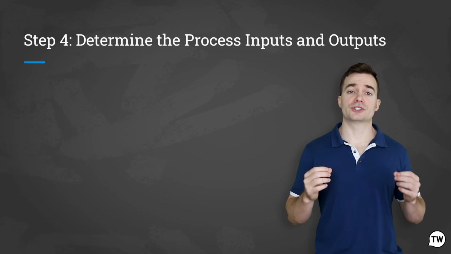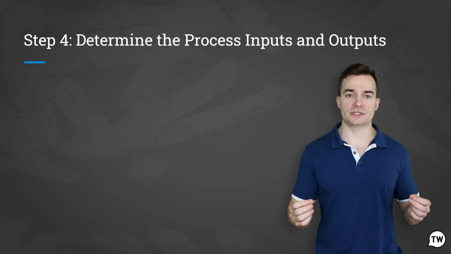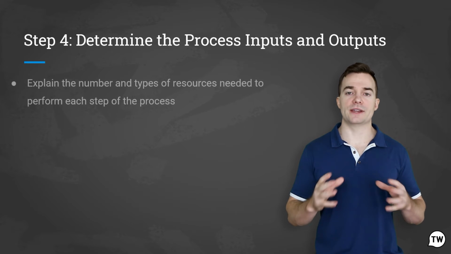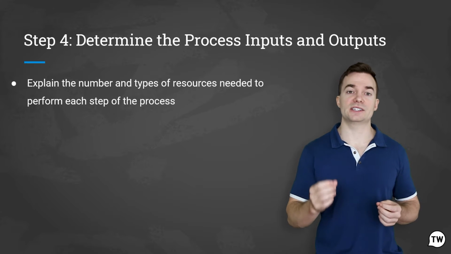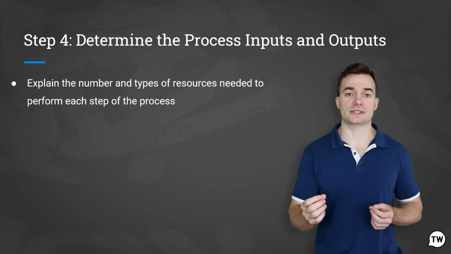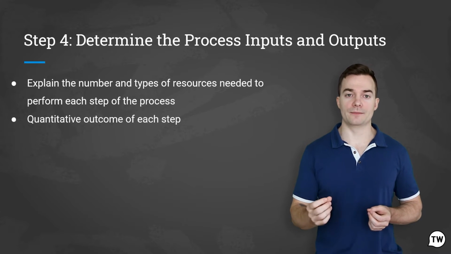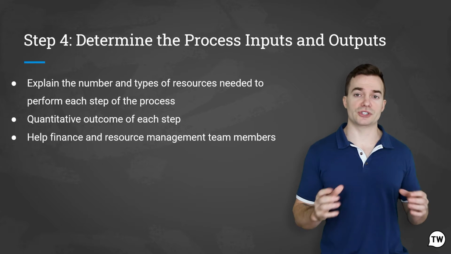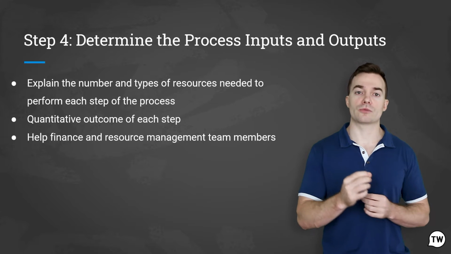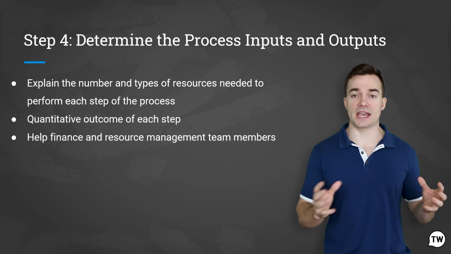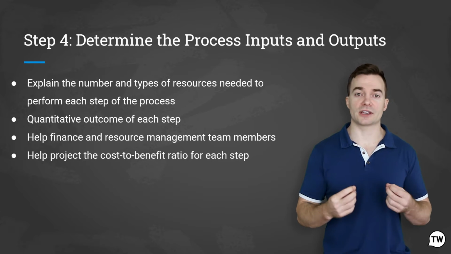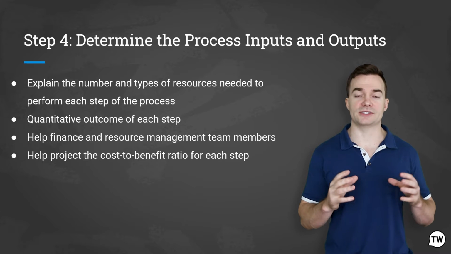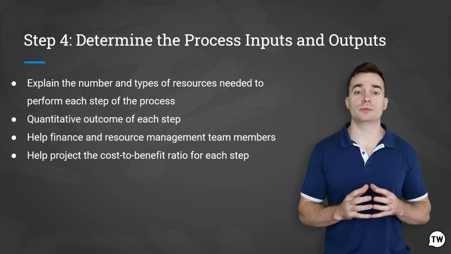The fourth step is to determine the process inputs and outputs. In this step, you have to explain the number and types of resources needed to perform each step of the process and the quantitative outcome of each step. This will help the finance and resource management team members determine how they should structure the resource input for maximum gain. It will also help project the cost to benefit ratio for each process step. So in short, it helps everyone.